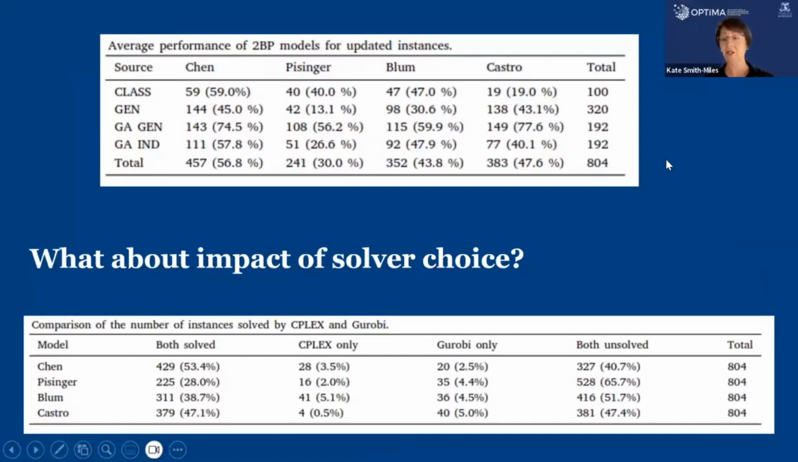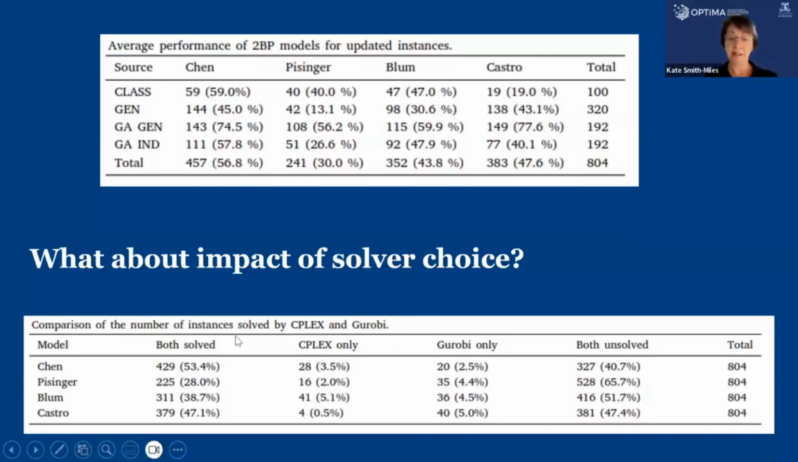Okay, so I guess the message is you might draw some conclusions based on your initial set of instances. Change the set of instances to fill the space, and sometimes the conclusions change, and it's really worth doing that. It's about robustness of our conclusions. What about impact of solver choice? In the paper, we also compare Gurobi, and this is interesting.